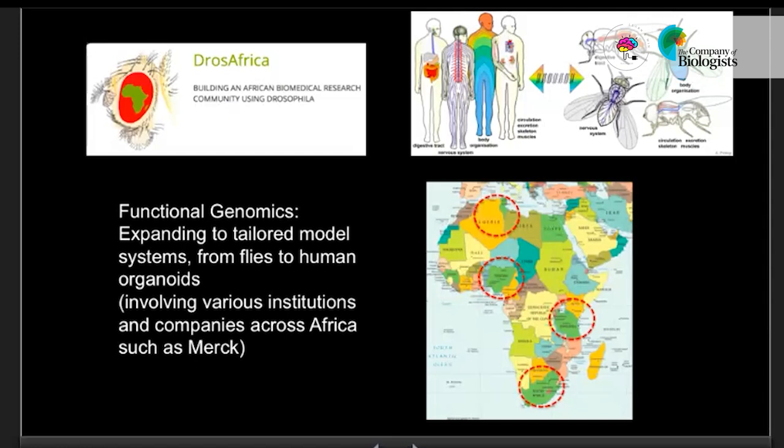Some countries like South Africa and Tunisia could do organoids. Others like Rwanda are really not there yet. There, we probably help with flies. In another country, you might help with zebrafish. So the idea is to apply for a big grant, tailoring model systems in 4 or 5 hubs in Africa to try to understand these variants.